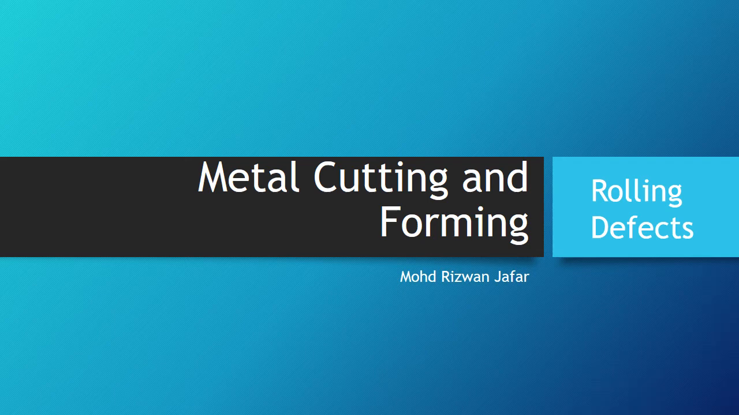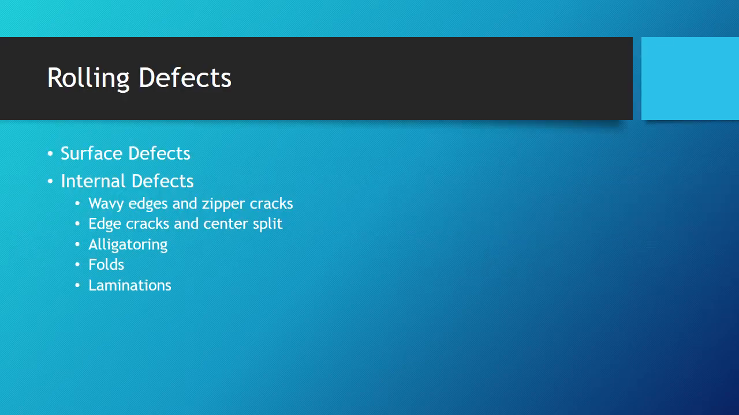In this video, we will study the defects which are produced during a rolling operation. There can be two kinds of defects. One is the surface defects. Second one is the internal defects. As the name says, the surface defects are those defects which are caused on the surface of the specimen, while the internal defects are caused inside the microstructure.